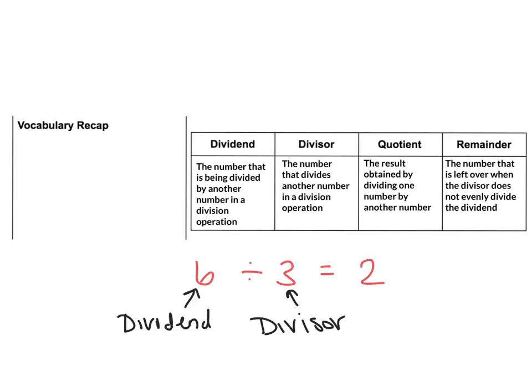And then your quotient is your answer. So in this case, that's 2. The remainder is anything that's left over if the number doesn't evenly divide another number. So for instance, let's say we had 7 brownies, then 7 brownies divided among 3 people would give each person 2 brownies, and then we'd have 1 left over. 1 would be your remainder.